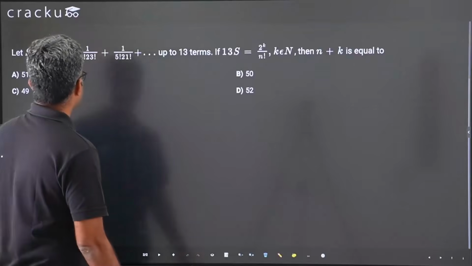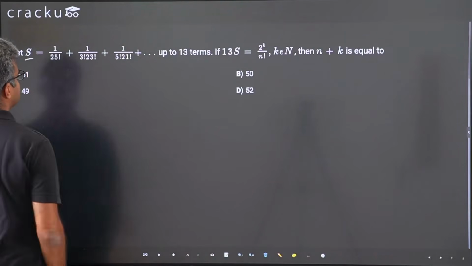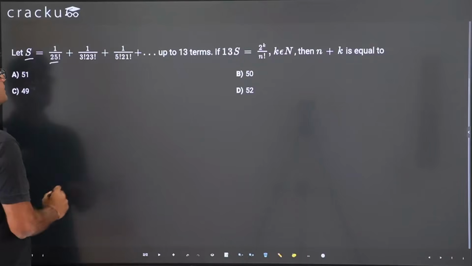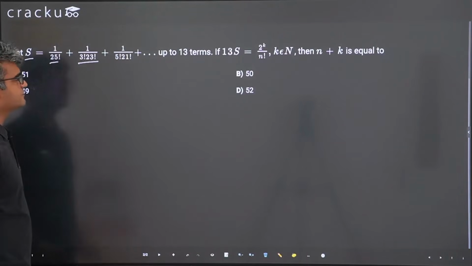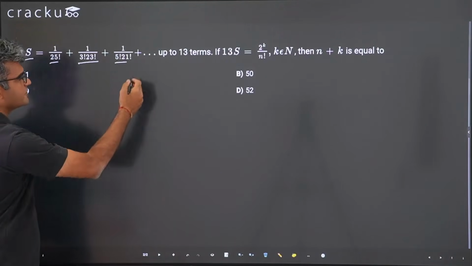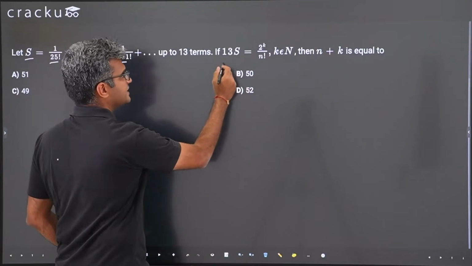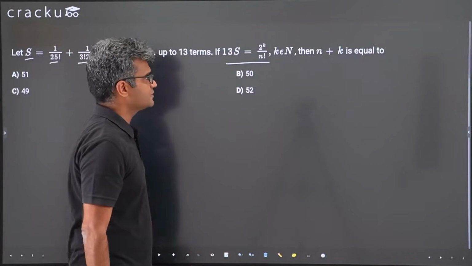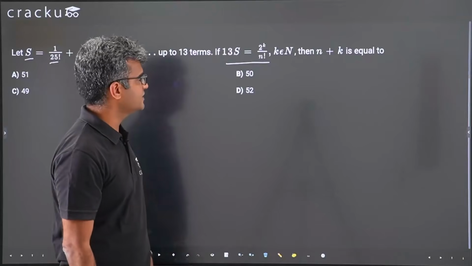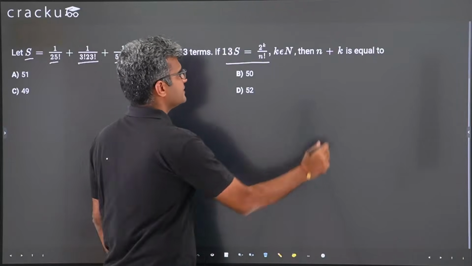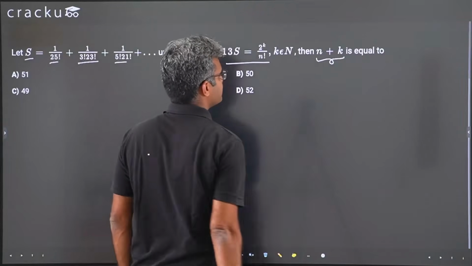In this question, we are given a summation. We are told that s is equal to 1 by 25 factorial plus 1 by 3 factorial into 23 factorial plus 1 by 5 factorial into 21 factorial dot dot dot till 13 terms. We are told that 13 times s is equal to 2 to the power k divided by n factorial. K is a natural number. We are required to calculate the value of n plus k.